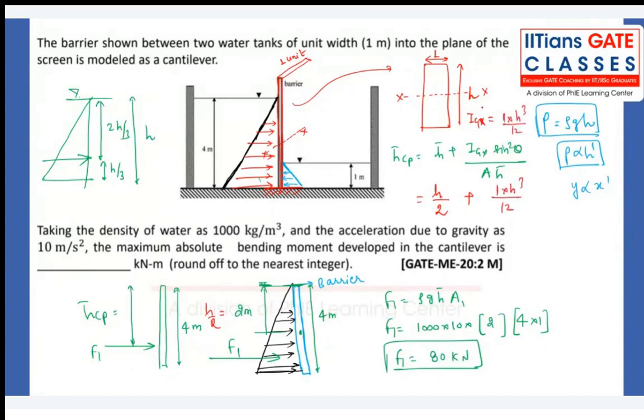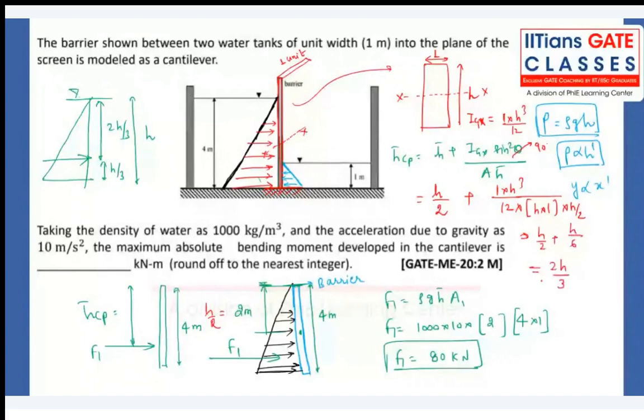because we know that bd cube by 12 is the formula, where the depth is d, and b is nothing but 1 unit. Area will be h into 1, h bar is h by 2. Sine theta: theta will be 90 degrees, so sine 90 will be 1, sine square 90 will be 1. So when you do that, h by 2 plus h by 6, you will be getting 2h by 3.